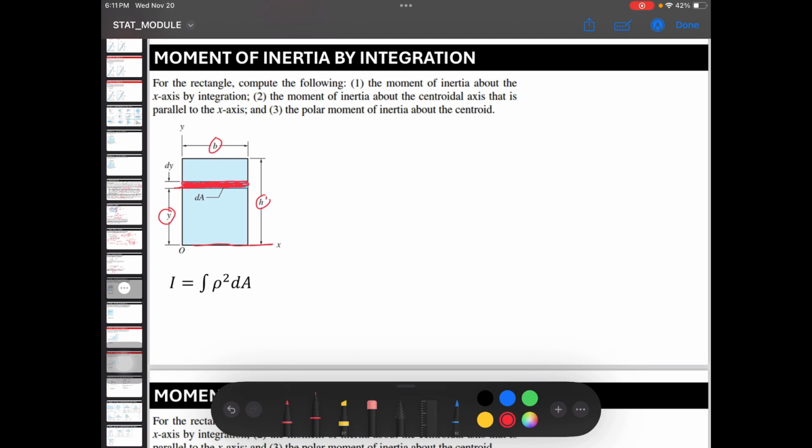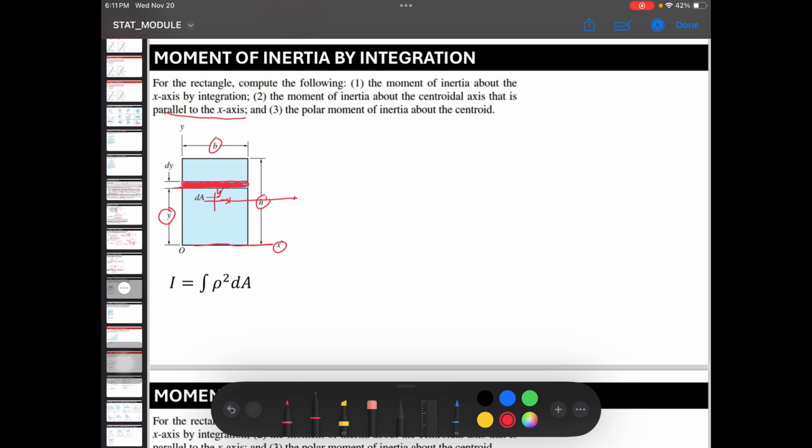Okay? So, kunin daw natin ang moment of inertia ng section na to. Number 1, yung moment of inertia about the x-axis. Ito yung x-axis, by integration. Number 2, centroidal axis parallel to x-axis. Di ba yung centroid natin may x and y sa gitna since rectangle? So, yung centroid natin may y, may x. Ang gusto ni number 2, yung axis na parallel kay x-axis. So, ito. Ito ang centroidal x-axis. Kunin daw natin ang moment of inertia dyan.